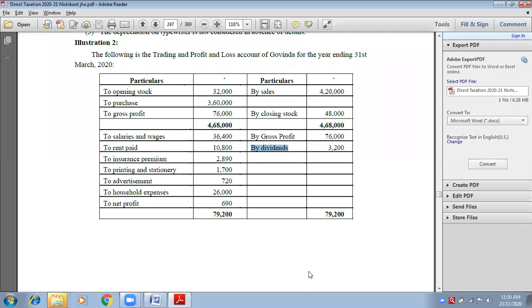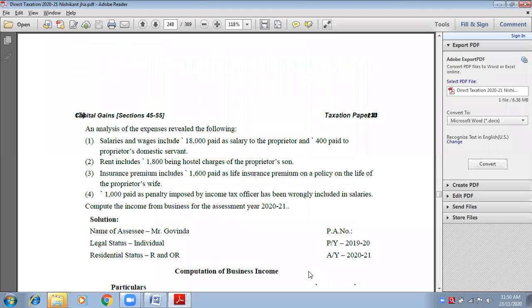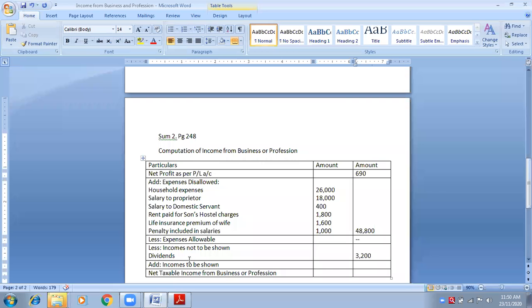Look at the adjustment side. No income is given. All the adjustments are related to expenses. No adjustment is related to the incomes. Can you see all four adjustments are related to expenses? We are on the point of incomes not to be shown.